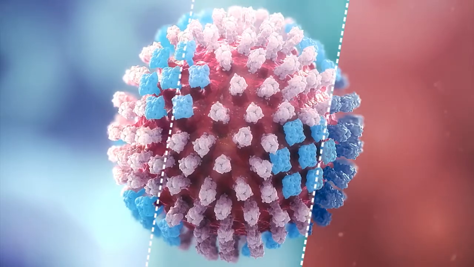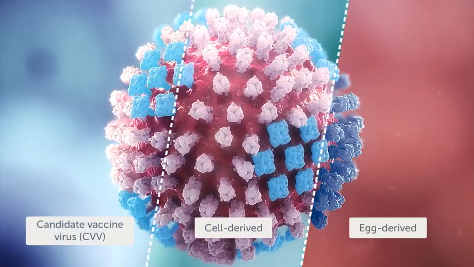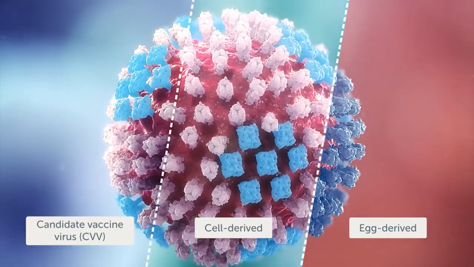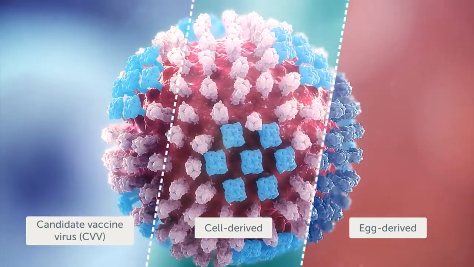Extensive quality control measures and genetic sequencing during the manufacturing process ensure that the cell-based influenza vaccine maintains high fidelity to the WHO-selected vaccine strains.